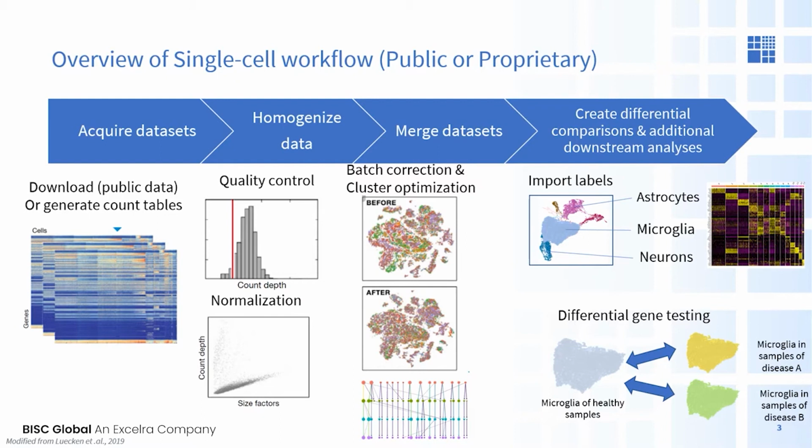So we first want to homogenize our data. We're going to perform some quality control, including removing any dead cells or any duplicated cells. We can perform normalization on the counts data for each sample, and then we can merge multiple samples together into one single cell cluster diagram. So this is going to require some degree of batch correction and cluster optimization.